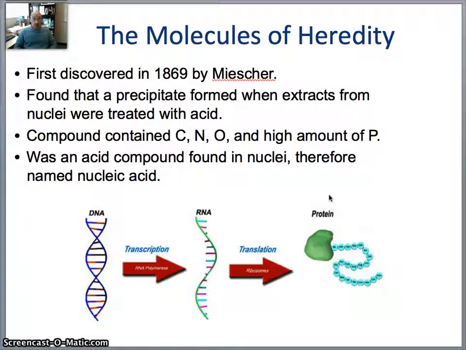So these DNA molecules, or the nucleic acids, were discovered back in 1869 by Friedrich Miescher. Okay, and basically what he did is he had a theory that information was kept in the nuclei, and so he treated the nuclei with acid. Okay, and he found that you got a precipitate that came out, and this precipitate contained carbon, nitrogen, oxygen, and phosphorus. So what he determined was that this nucleic acid was actually stored in the nuclei, and it was acidic, so it was nucleic acids. That's how he came up with the name.